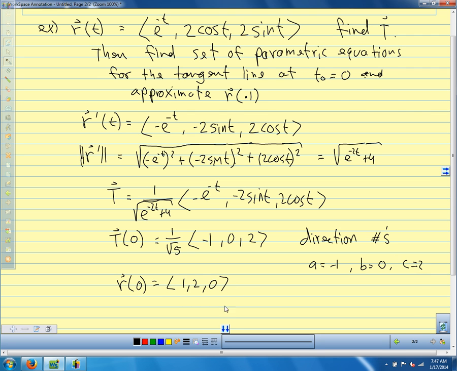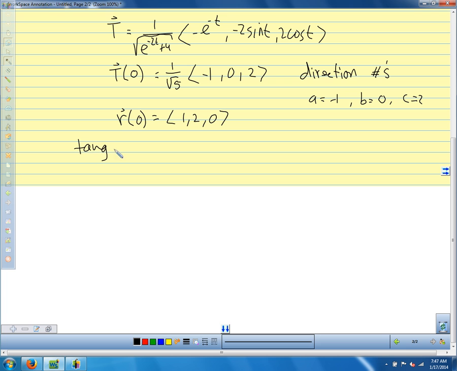So here are my direction numbers for my equations for my tangent line, and there's a point on the line. So the tangent line is x equals 1 minus t, y equals 2, and z equals 2t. The point gives me these numbers, and the direction numbers give me my coefficients on my t.